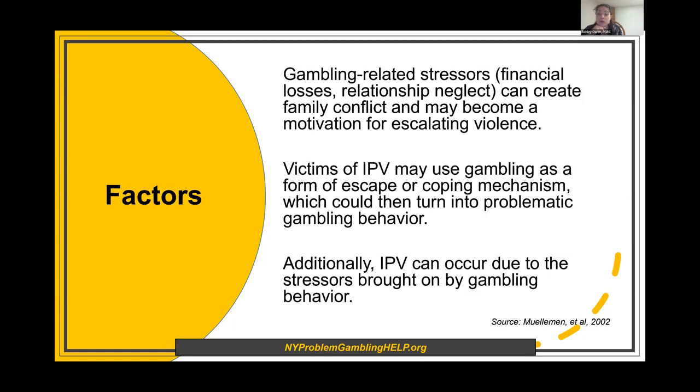There's also relationship neglect, right? Can be a motivator for escalating violence. And again, that could go either way too. If somebody is the victim in the abusive relationship dynamic, and they are also gambling, the partner might get angry that they're not paying enough time to them, right? That could cause a violent response. So these are all things that were mentioned as possible factors.